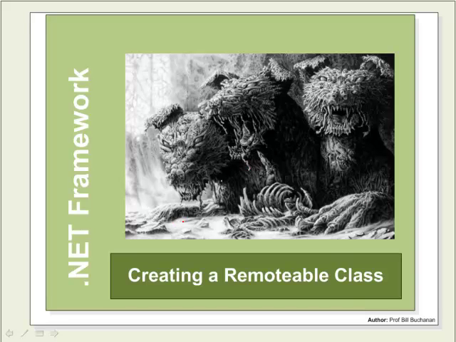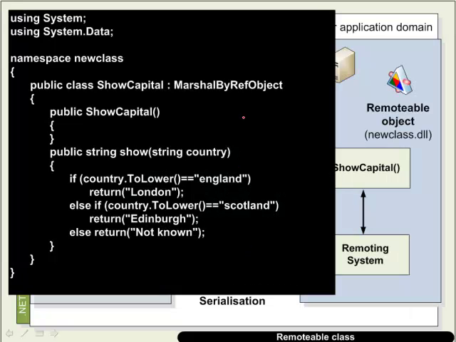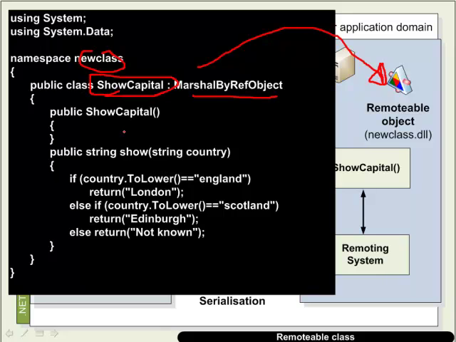Okay, so let's look at an actual example of creating a remotable class. The first thing we do is to create our DLL on the server, and we'll just test it on the same machine, but it would easily scale to a remote server. So in this case we create our DLL, and it's a simple namespace, new class, and then we have a class called showCapital, of which there's a show method. We pass the country in and we get back the result.